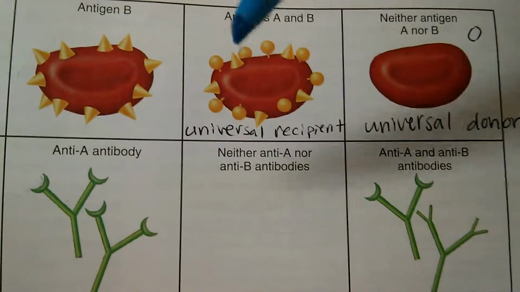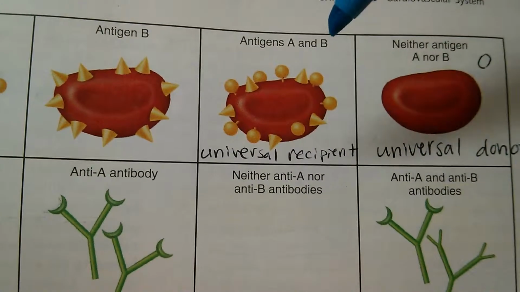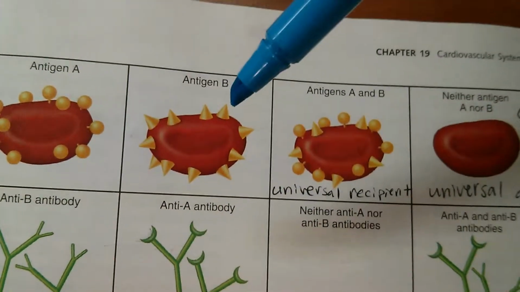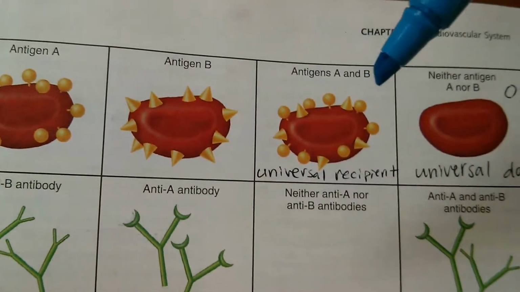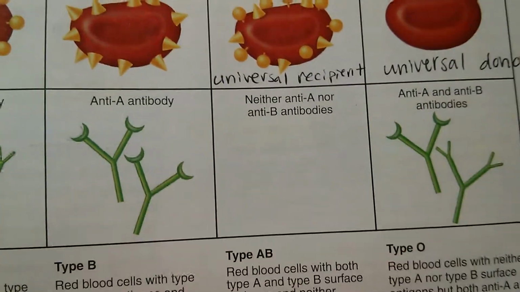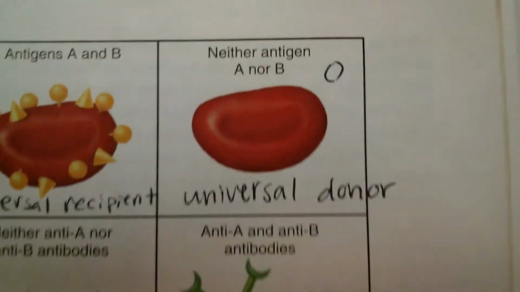So this is what we call the universal recipient. A type AB blood type person can receive blood from a person who is type A or type B or type AB. So they can receive anybody's blood. That's lucky for them if they were ever in a car accident or something and they were bleeding and needed a blood transfusion.